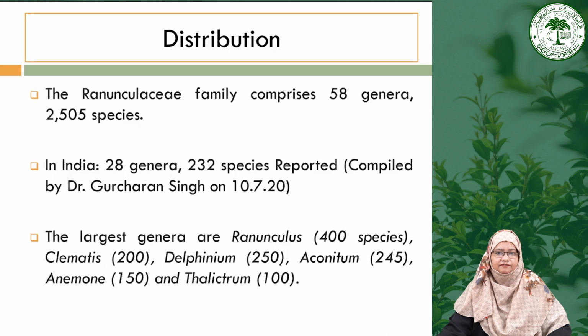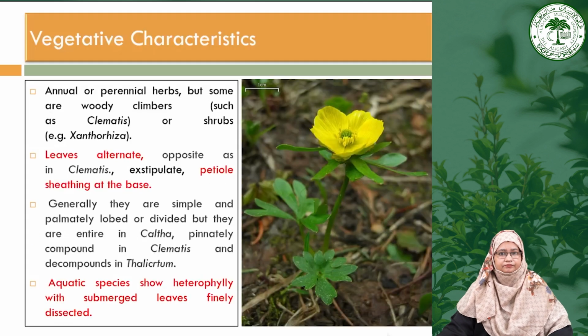The largest genera within the family include Ranunculus with approximately 400 species, followed by Clematis, Delphinium, Aconitum, Anemone and Thalictrum, all boasting substantial species counts. Now moving toward the next slides, which discuss the vegetative characteristics of the family.